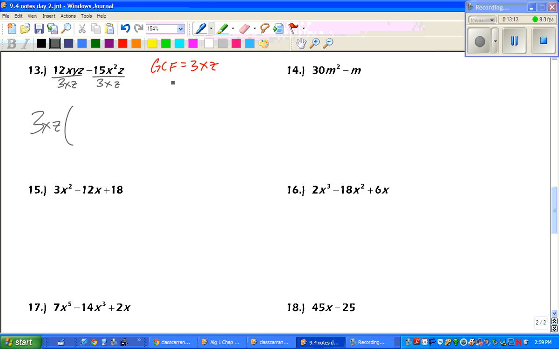3xz comes out front because that's the GCF. 12 divided by 3 is 4. Your x's cancel and your z's cancel. And you're just left with the, not the z, silly, the y. Minus 15 divided by 3 is 5. X squared and x, you get x. And the z's cancel.